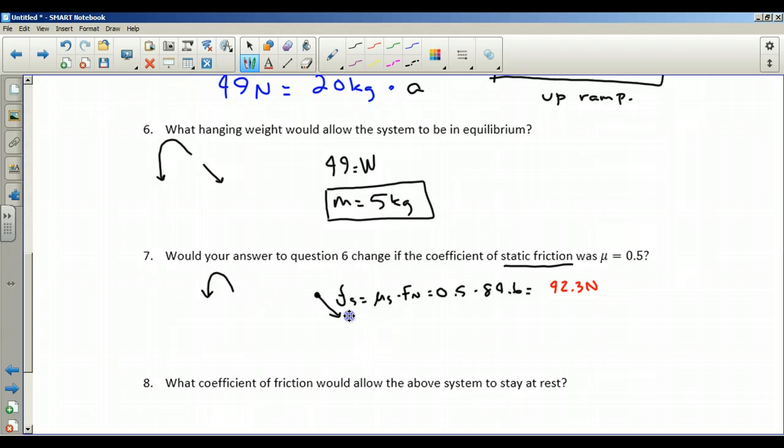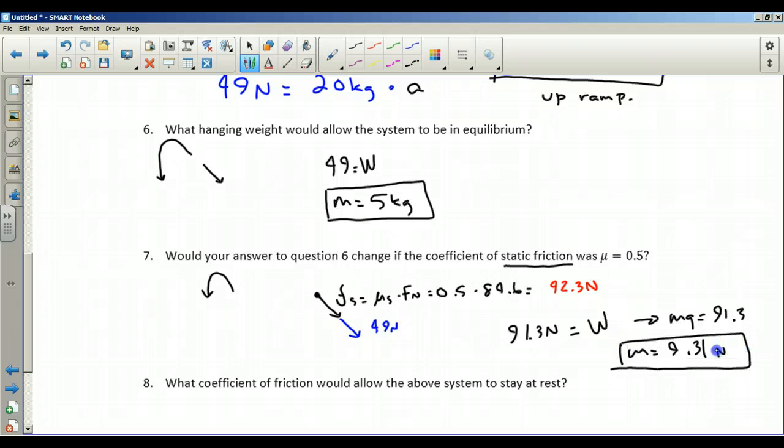So now that we have an additional 42.3 newtons pulling this way and 49 newtons this way, we can in fact have a total of 91.3 newtons of weight. Whereas before we could only have 49 newtons of weight, now we can have 91.3 newtons of weight, and 91.3 newtons of weight gives us a mass equal to, because weight is equal to mg, so mg equals 91.3, and so then our mass can equal 9.31 kilograms. Sorry, kilograms, not newtons.